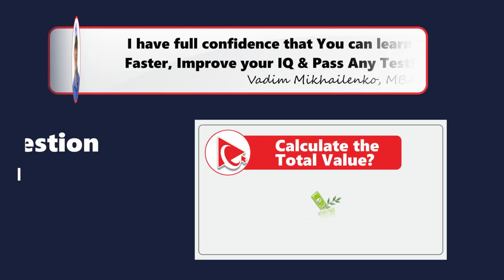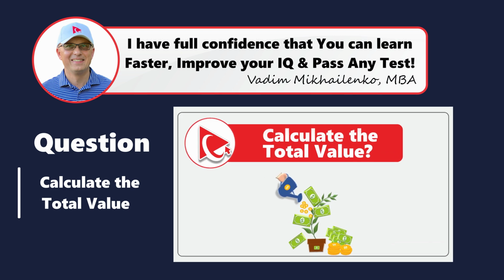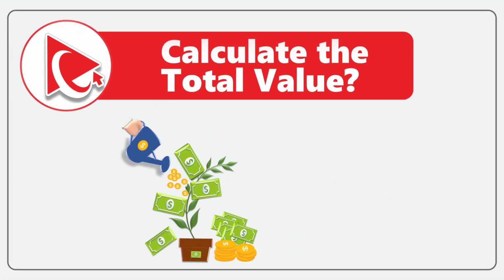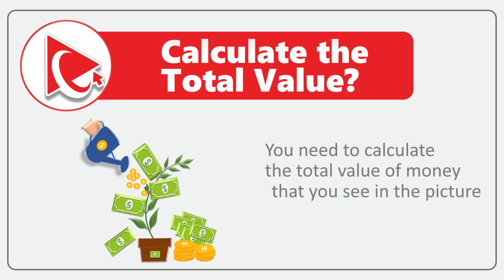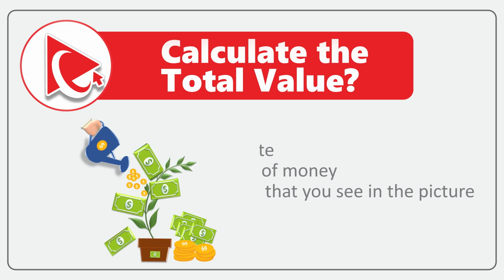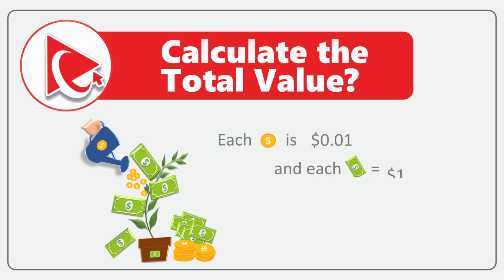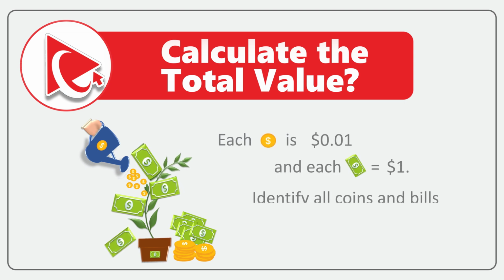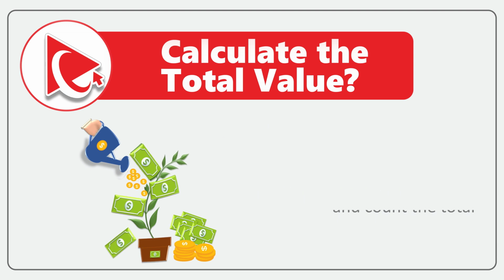Have you ever dealt with the money tree? Well, now it's your opportunity, and it's your opportunity to check your attention to details. You're presented with the money tree making enterprise, and you need to calculate the total value of money that you see in the picture. What's interesting here is that each coin is 1 cent, and each bill equals $1. You need to identify all coins and all bills and count the total value. Once you complete the calculations, please select one out of 4 possible choices.